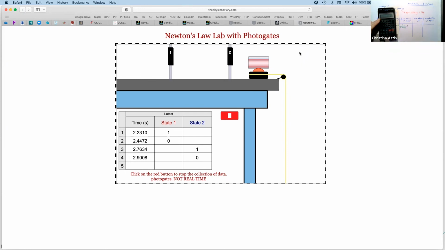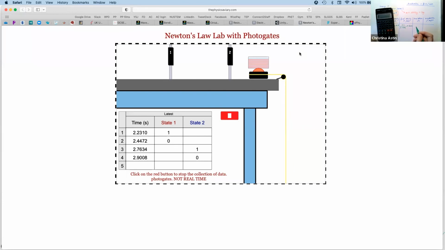17.4 divided by 0.1374 is 126.6. Okay, so it's sped up. It's gone from 80.5 to 126.6. Now, what was the time taken for that change?